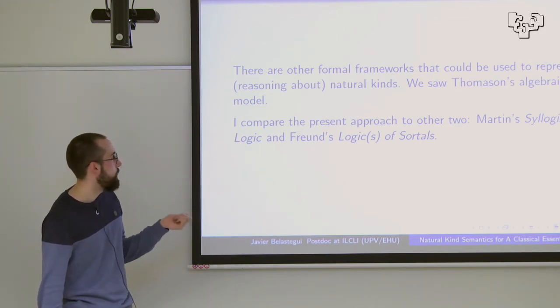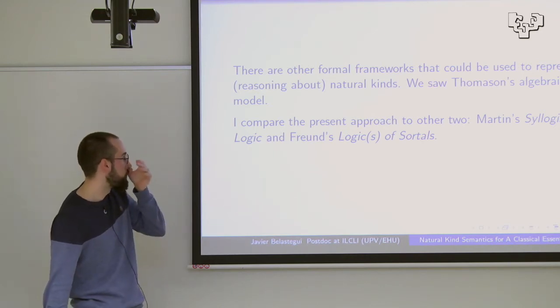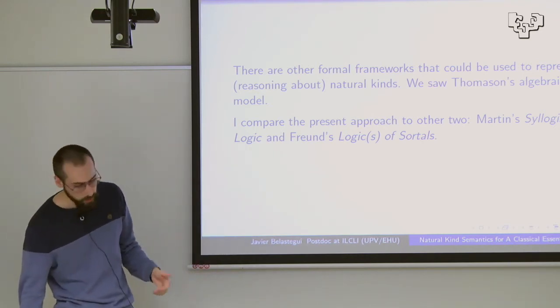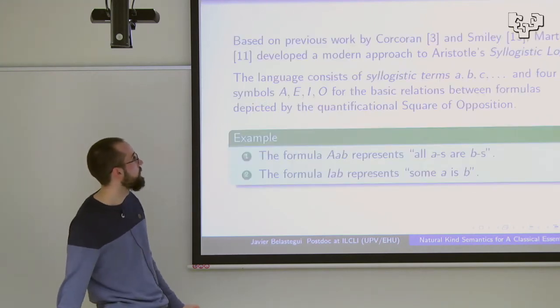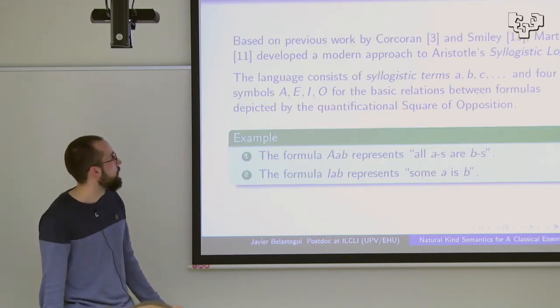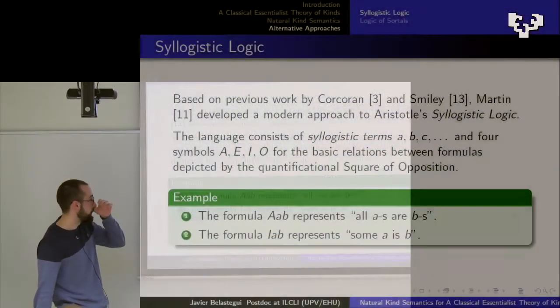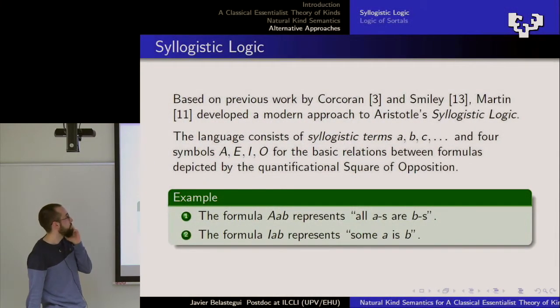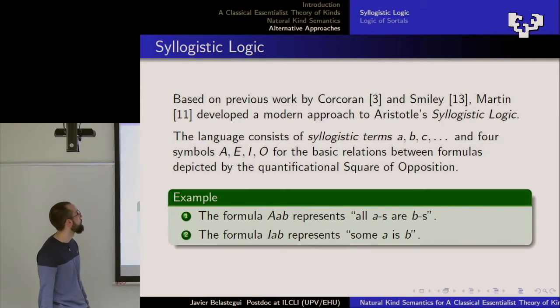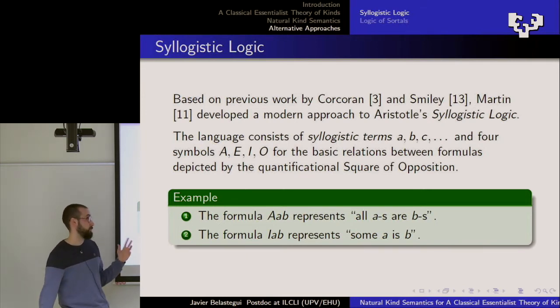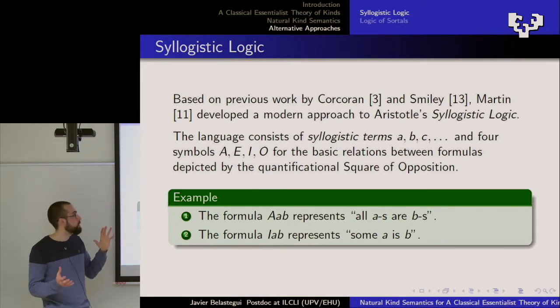So finally, I want to compare the approach to two other approaches that one could use to talk about kinds. The first one is Martin's Aristotelian syllogistic logic. This is a modern approach to syllogistic logic, quite nice. And it's based on previous work by Corcoran and Smiley. And so the idea is the language is more or less like a propositional language.